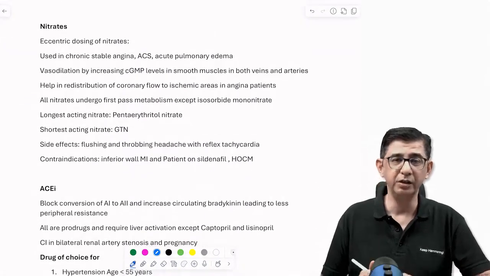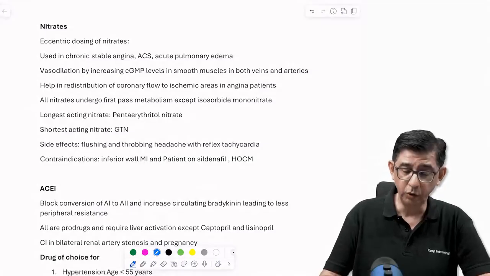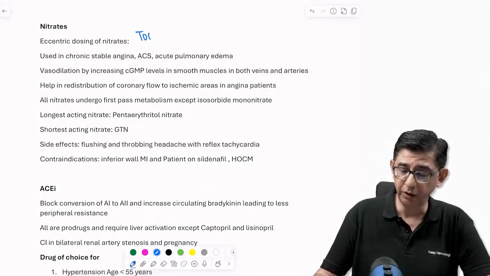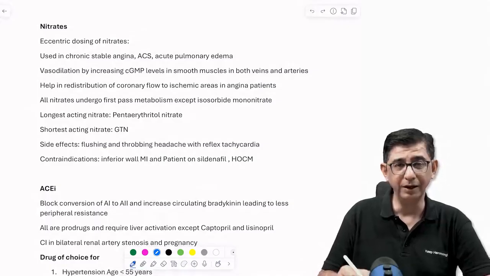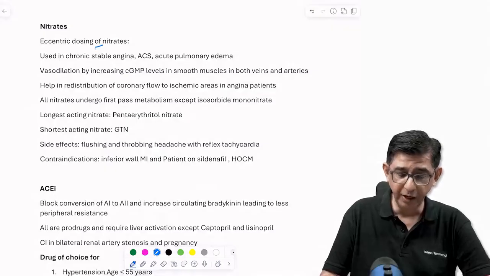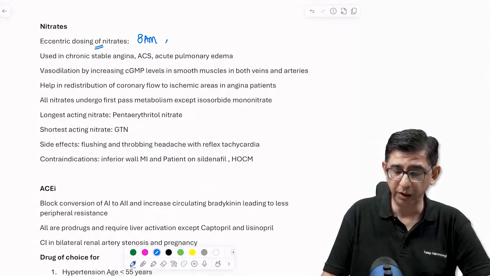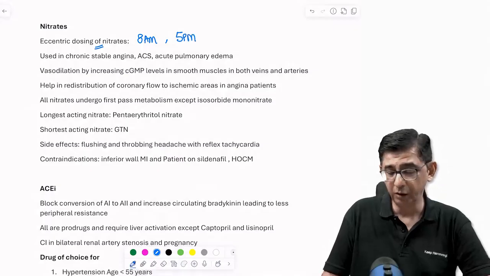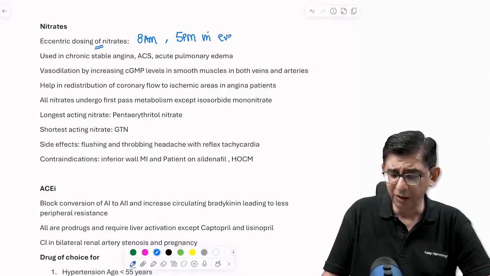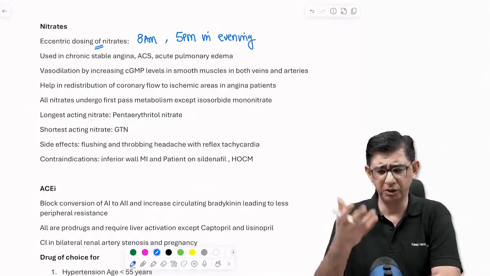As far as nitrates are concerned, I want to say that nitrates could always have a development of tolerance. So to prevent the development of tolerance, we should always give eccentric dosing of nitrates. Eccentric dosing would mean one tablet to be taken at 8 am in the morning and the second dose to be taken at, let me say, 5 p.m. in the evening. And the patient is asking you, sir, normally we give medicine at 8 am, 8 p.m. or once a day, this time 5 p.m.? Should I take it with tea?